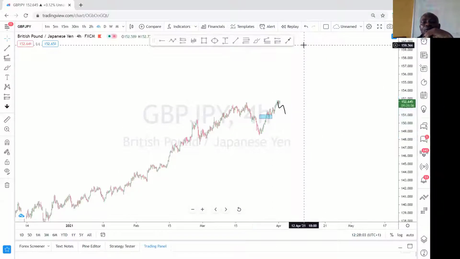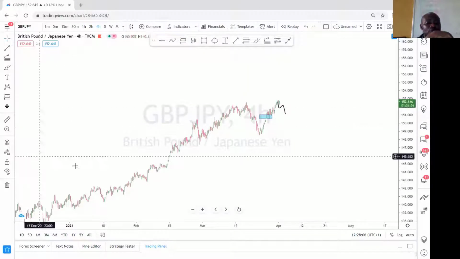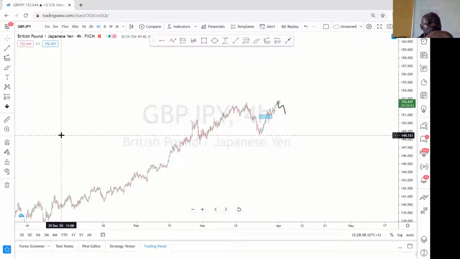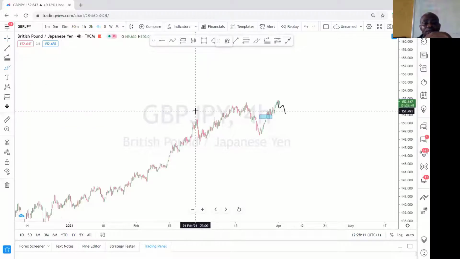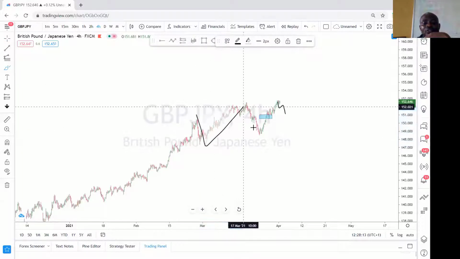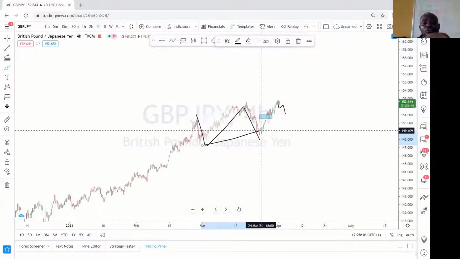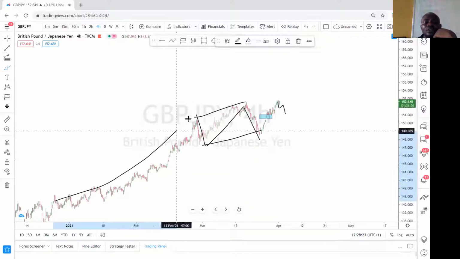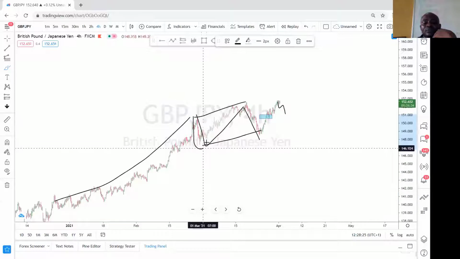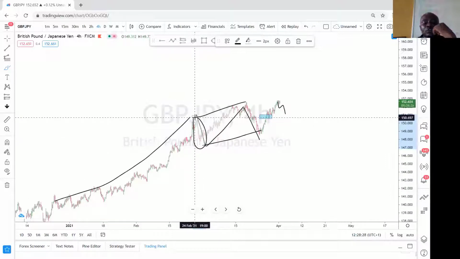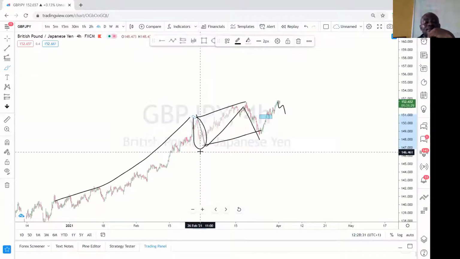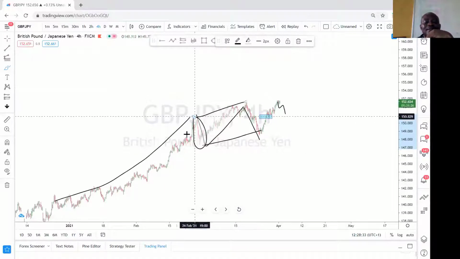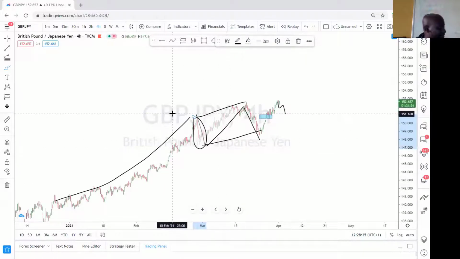Initially, I was looking for a bigger structure for GBP JPY. This structure is a known structure to Elliott wave called a running flat. After this move, remember when this move happened, I did a video and I showed you that this move that came down means nothing. And can you see? It's just part of the bigger structure for the upside.